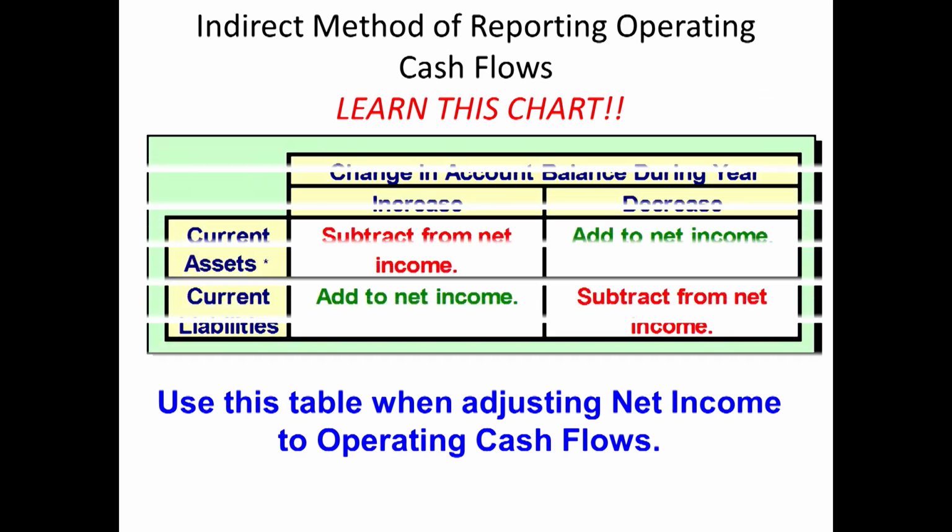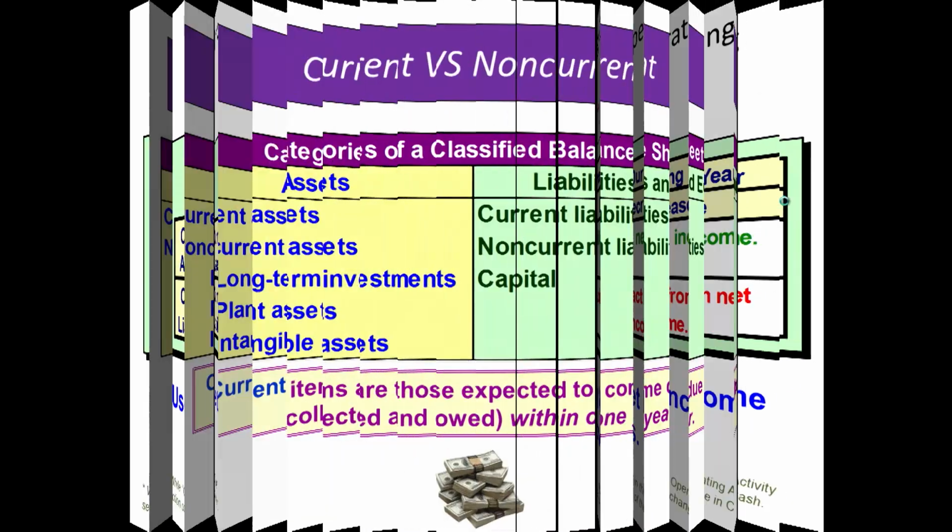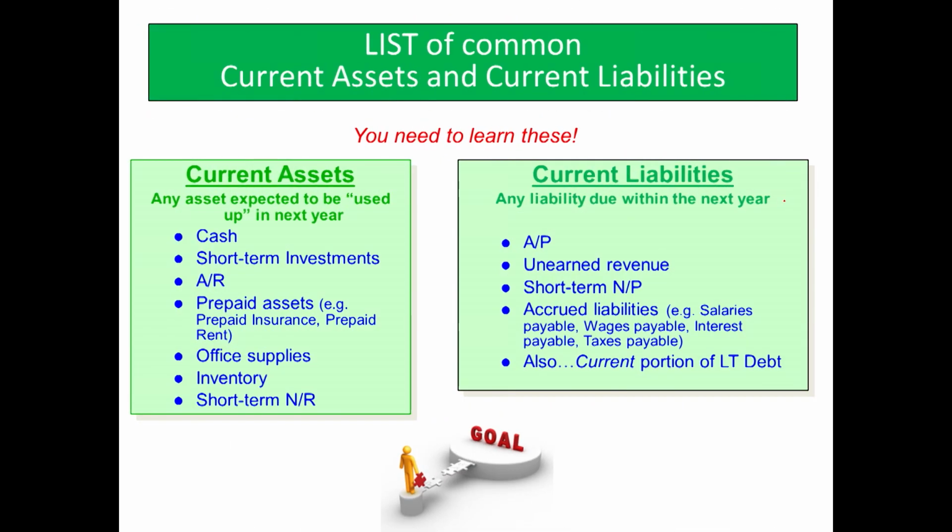I think they give you an example. Oh, then we talked about this chart. Okay. Talked about the importance of knowing current assets and current liabilities. So that brings us to what we are doing now, which was the handout of the 20.